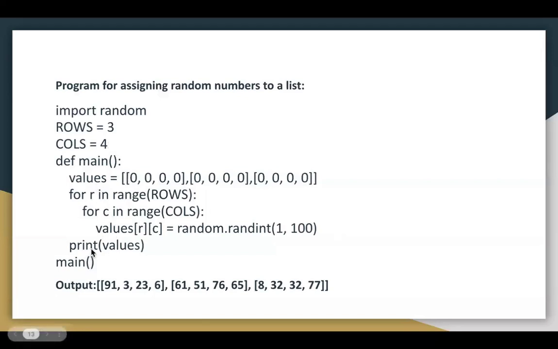So again, we are using the function print values. The output will be 91, 3, 23, 60. See, we have not given any values, and we also did not use any input function to get input from the user. But the numbers are generated because we use the randint function. So how can we call the randint function? Random dot randint of 1, 100. So it will randomly generate values between 1 and 100. Here we can observe the randomly generated values of 91, 3, 23, 60. It is list 1, sublist 1, then 61, 51, 76, 65 as sublist 2, and 8, 32, 32, and 77. It is list 3.